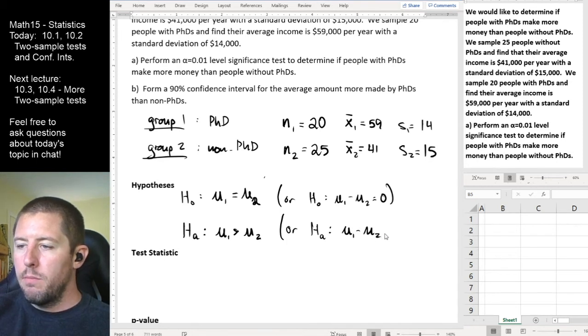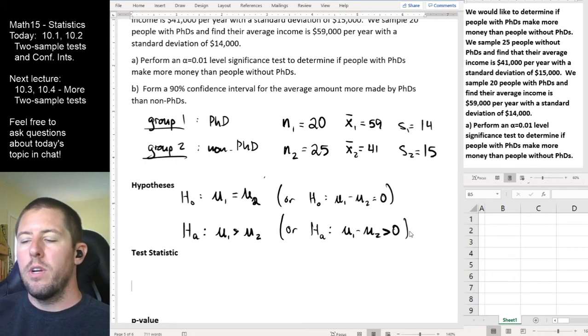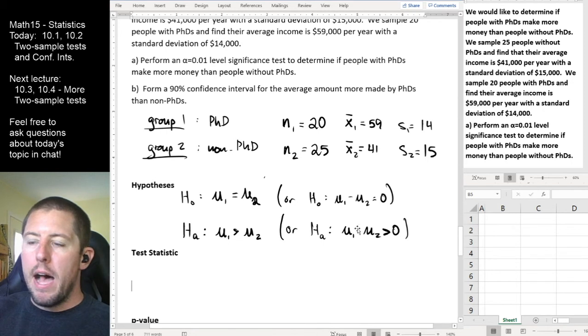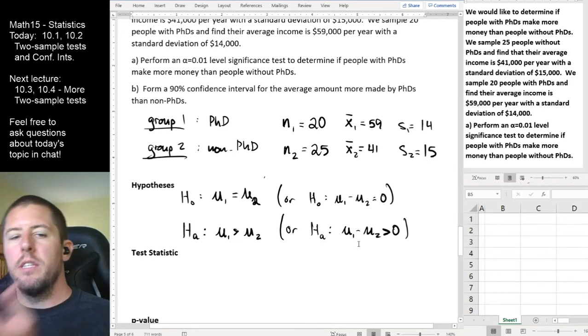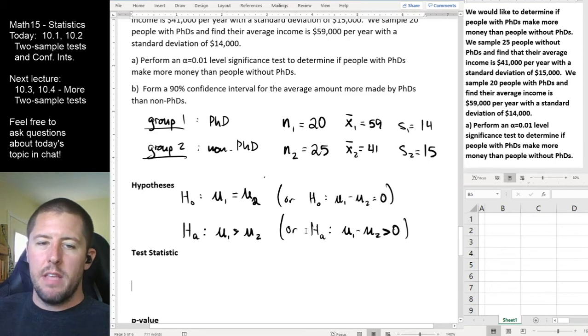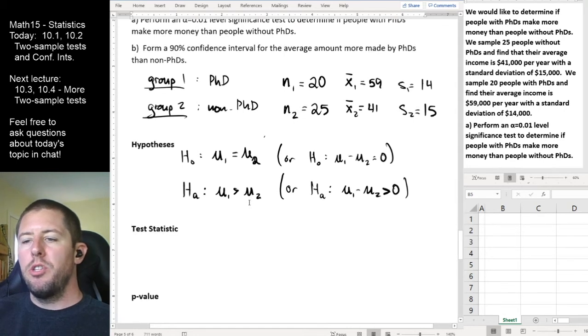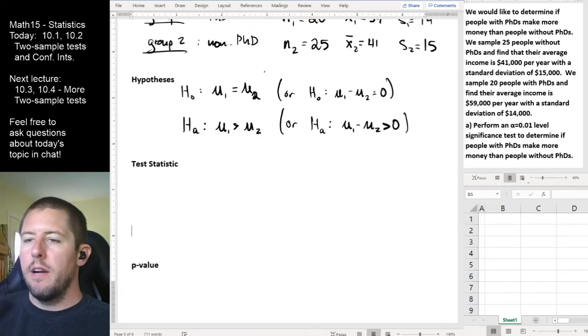Mu1 minus mu2 is, excuse me, greater than 0. Greater than is the important part right there. So I just did a little bit of subtraction. Again, I subtracted that group 2 over. But here we're saying that we think the difference is positive if we subtract the non-PhDs from the PhDs. I think this one's slightly less good for interpretation when we do our alternatives. I think in the alternatives, it's best to just do the direct comparison, greater than or less than. But again, these are mathematically identical sets of statements, the ones on the left and the ones on the right. We can now go ahead and compute our associated test statistic for this test.